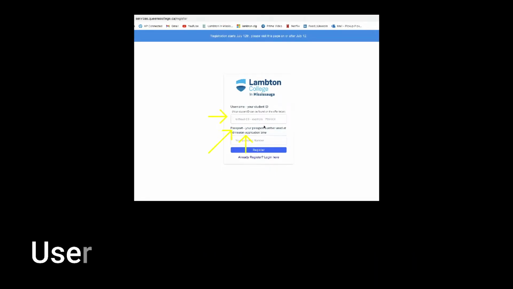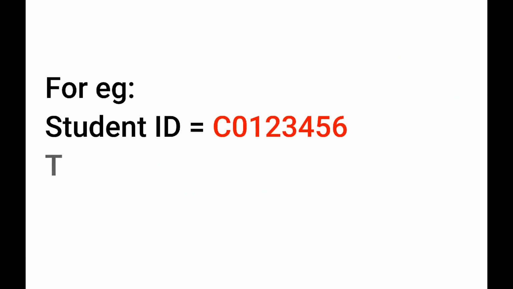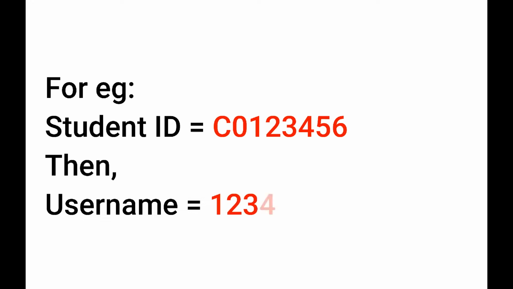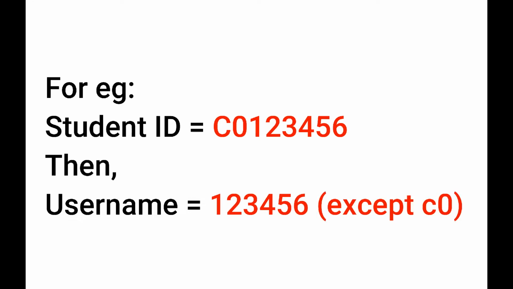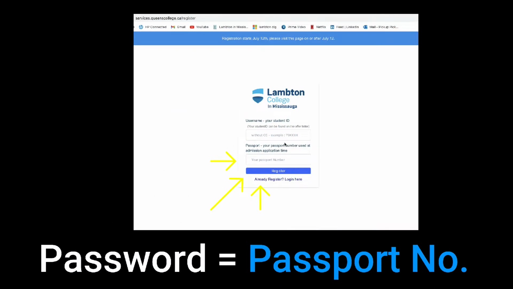services.queenscollege.ca/register. On the login page, your username will be your student ID without C0, which will be the last 6 digits of your student ID. For example, my student ID is C01234556. In that case, my username will be 123456, which is except C0. And your password will be your passport number.